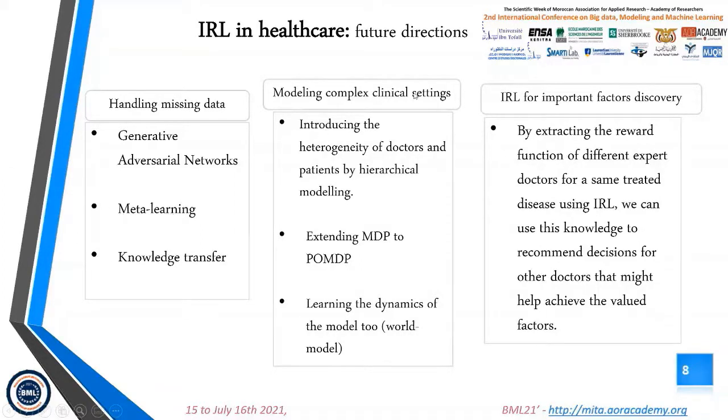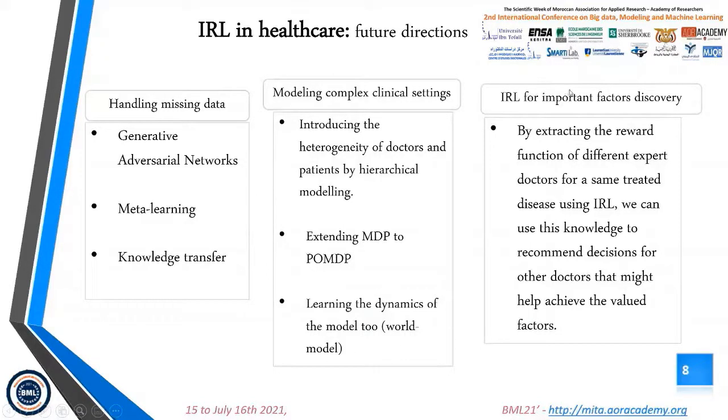The second category is modeling complex clinical settings by introducing the heterogeneity of doctors and patients using hierarchical modeling. Also, by extending the MDP to POMDP, which is the partially observable Markov decision process, or even by learning the dynamics of the model too, using some algorithms such as World Model.